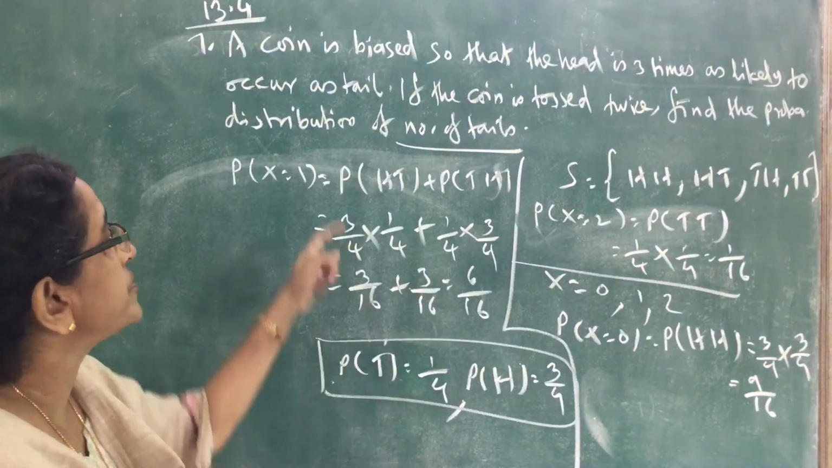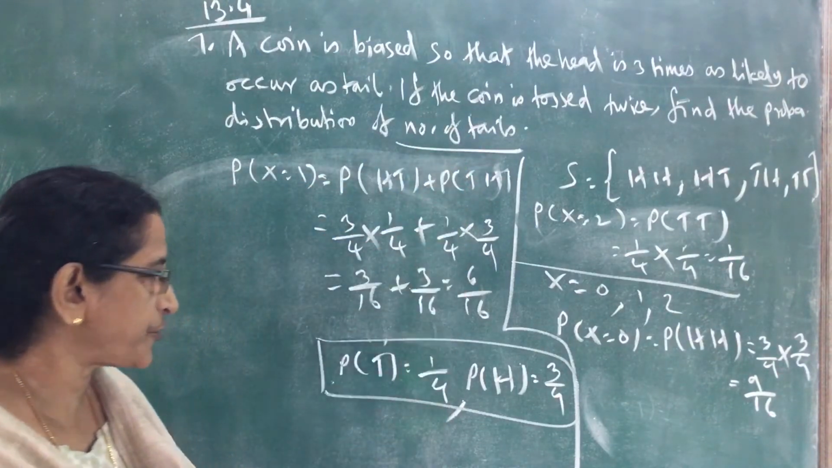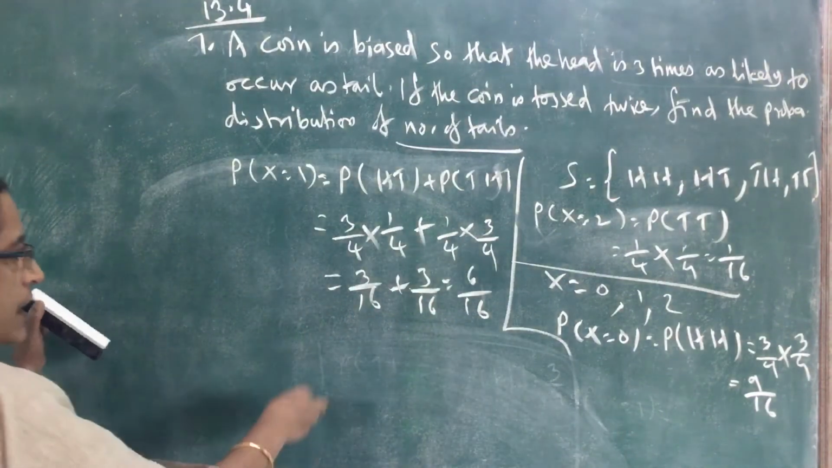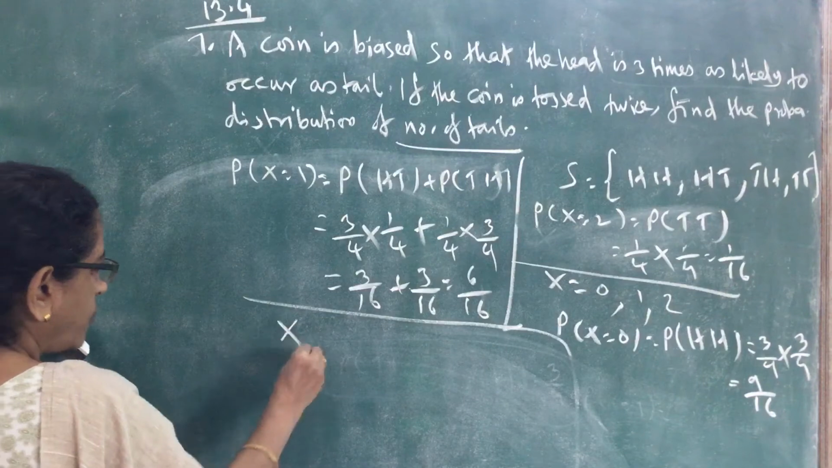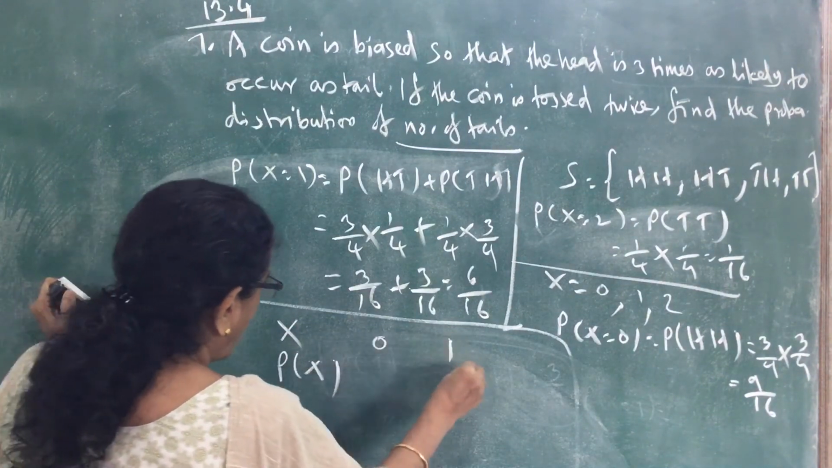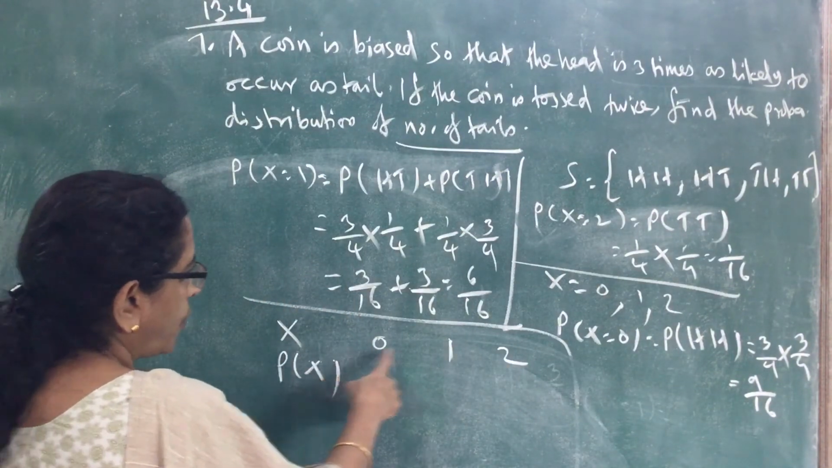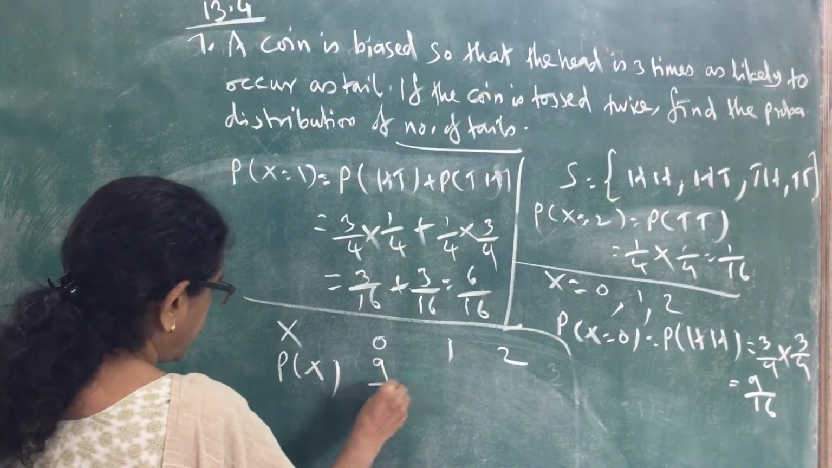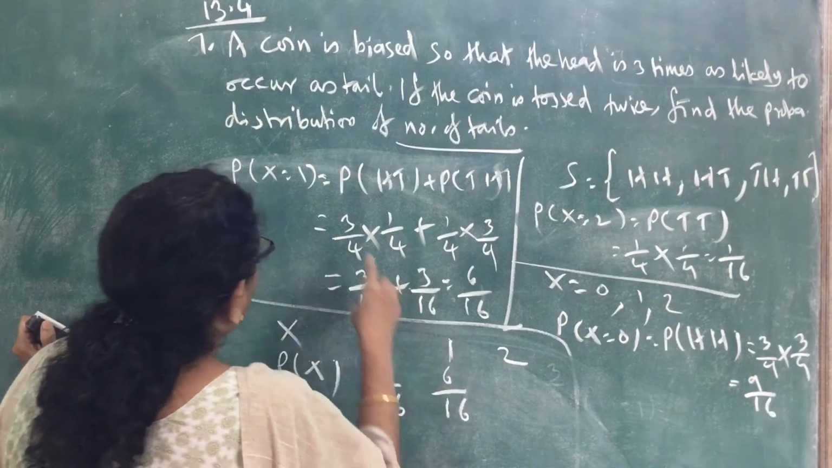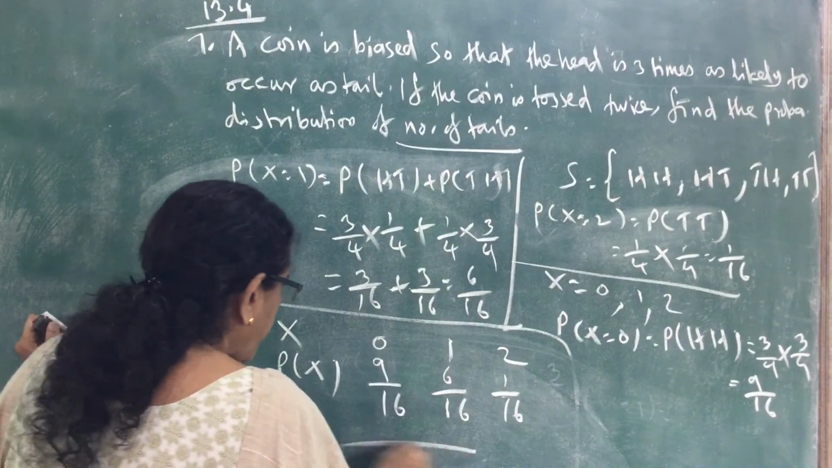So we have to write the probability distribution. Find the probability distribution of number of tails. So write the values of X, then write the probability of X. Values of X: 0, 1, 2. Then write the corresponding probability. Probability that X equal to 0, 9 by 16. Probability that X equal to 1, 6 by 16. Probability that X equal to 2, 1 by 16. So that is the probability distribution.